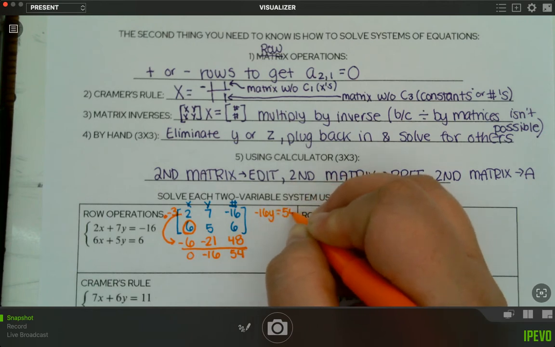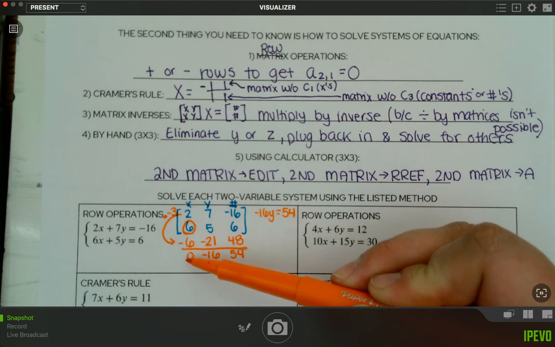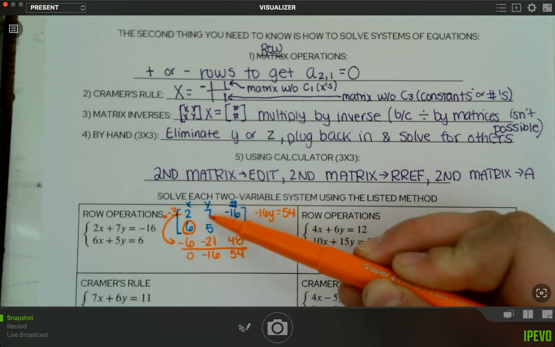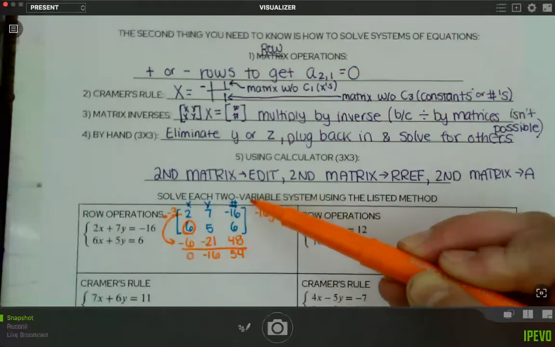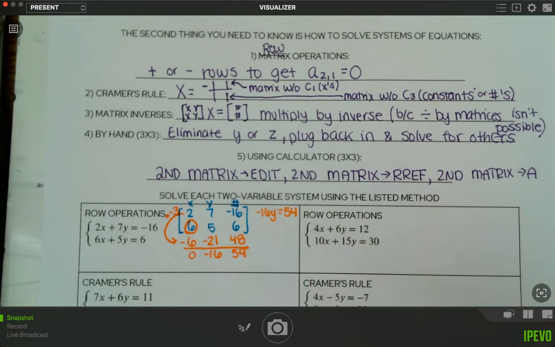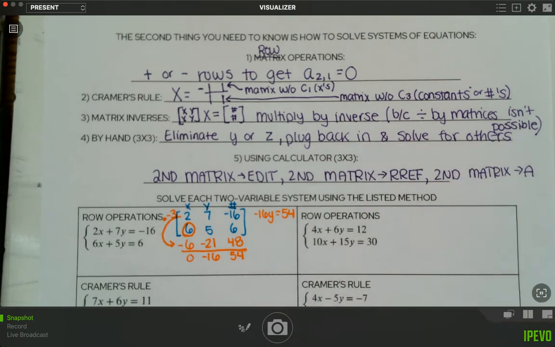Because again, these were x's, so there's 0 x's. These were y's, so there's -16y. And this was my equal sign, this is my constant, 54. So then I need to do 54 divided by -16, which is -3.375. So we're just going to call that -3.4.